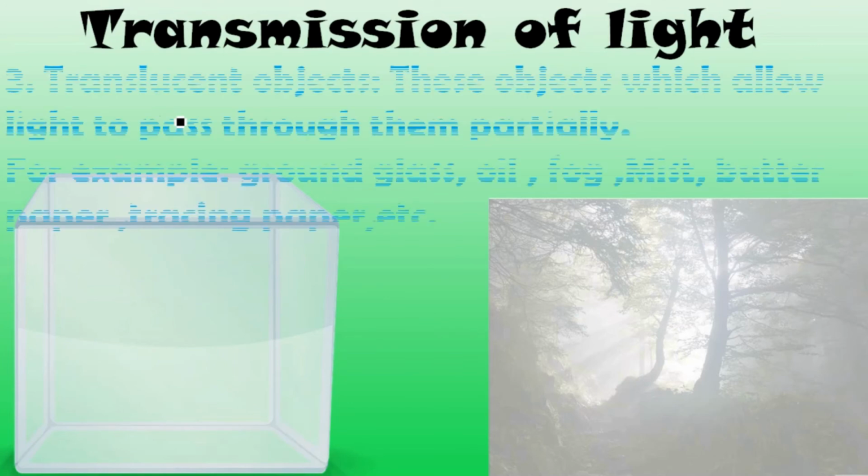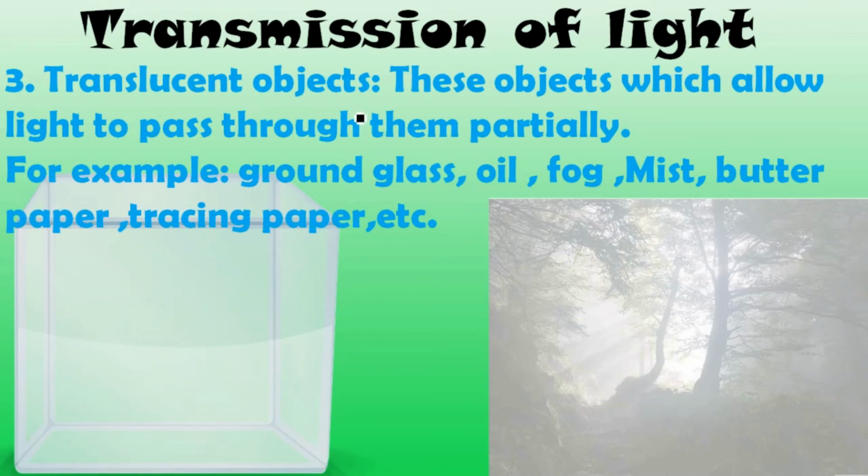The third category we are having is translucent objects. So what do you mean by translucent objects? The objects which allow the light to pass through them but only partially. It does not allow the full light, or all the light radiations, to pass through it, but allows only some radiations, or partial radiations, to pass through it. That is known as translucent objects.